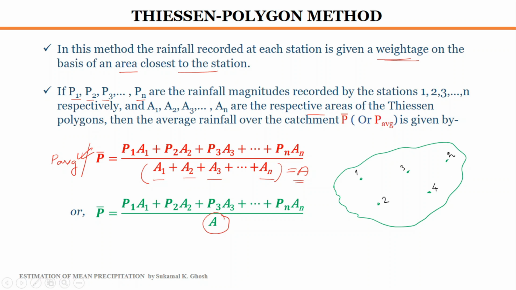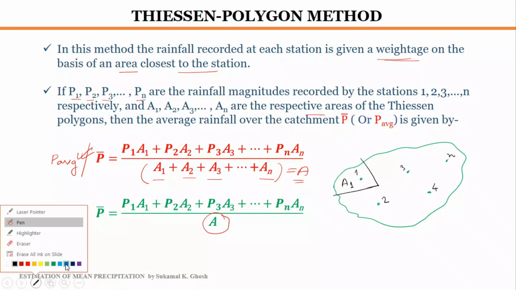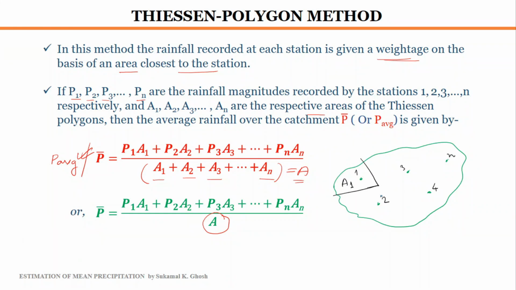Now suppose this is the Thiessen polygon area for rain gauge station 1, and this is A1. In the same way, suppose the Thiessen polygon area for rain gauge station 2 is this area. Now for rain gauge station 3, maybe this is the area. Now for rain gauge station n, this is maybe the area.